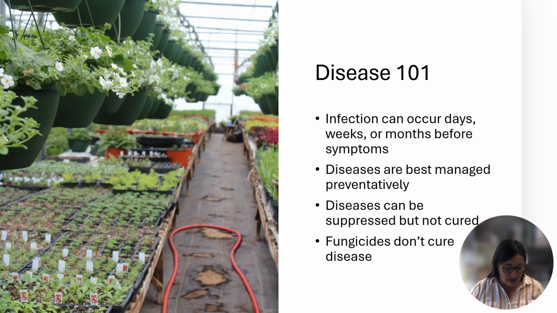Before we move on, there are a few additional items that are worth discussing. First of all, infection is different than disease or symptom development. Infection can occur days or weeks, and in some cases, months before we actually see the symptoms. So as we talk about disease management and preventative measures, we're specifically talking about treating plants or preventing disease before infection occurs. Treating after infection or after symptom development is very different than protecting plants and preventing that infection from occurring in the first place.